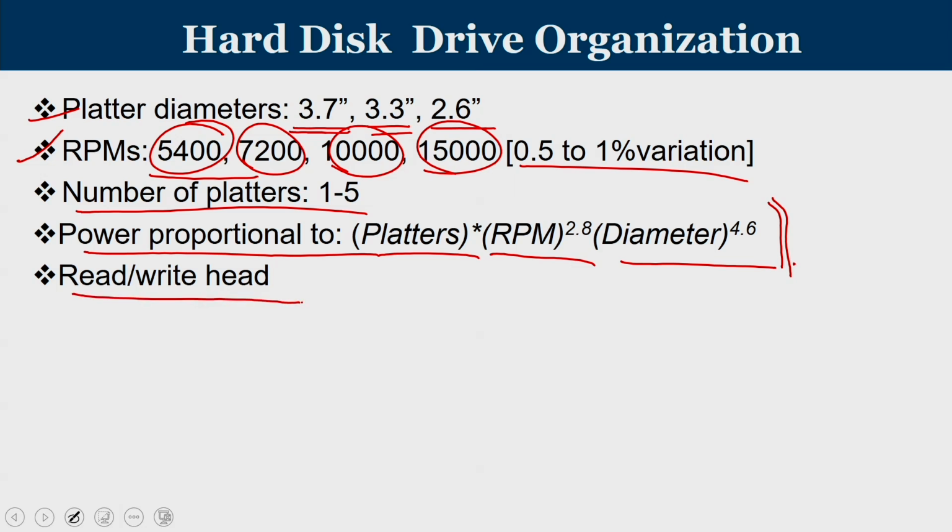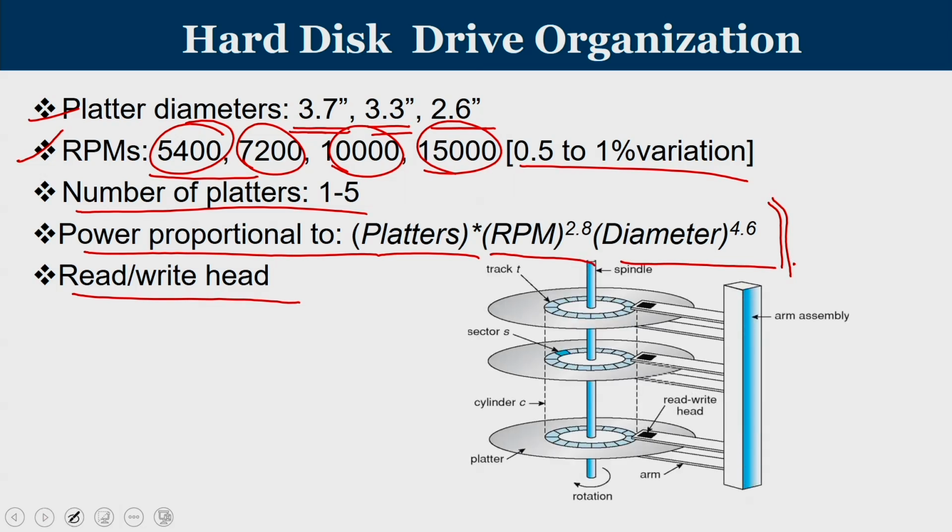Then we have a read and write head associated with this. If you look at this, what I mentioned is the diameter of the platter, and then the rate at which the spindle is going to rotate, the RPM, given as 5400, 7200, 10,000 and so on, and we have different platters. In this case you have platters 1, 2, 3 and so on, and then we have the read write heads. These are the read write heads.